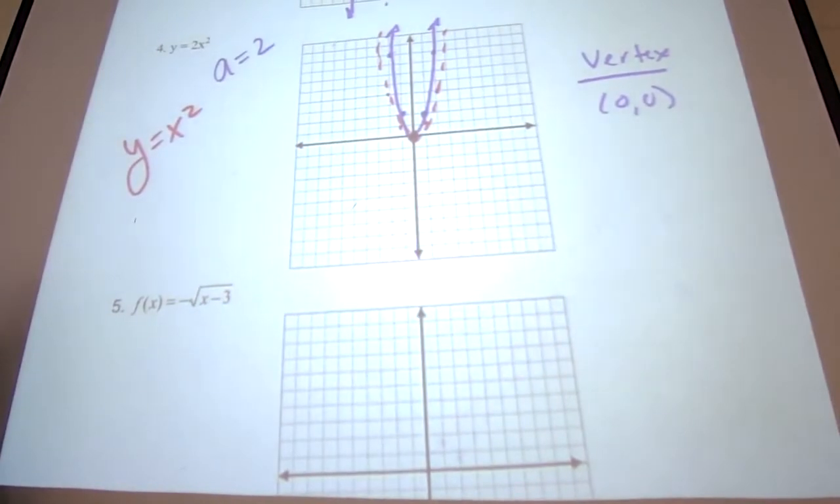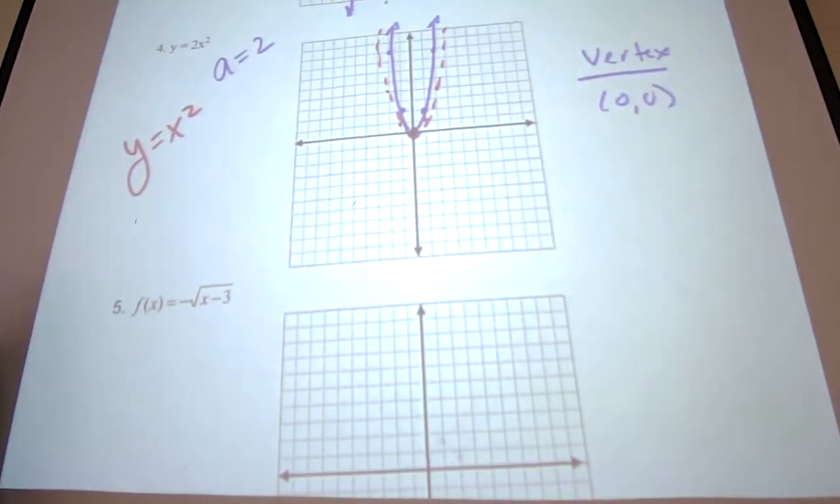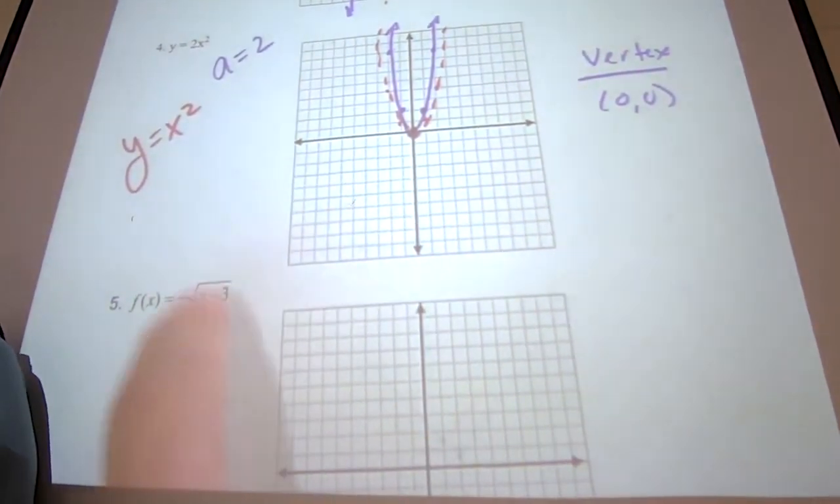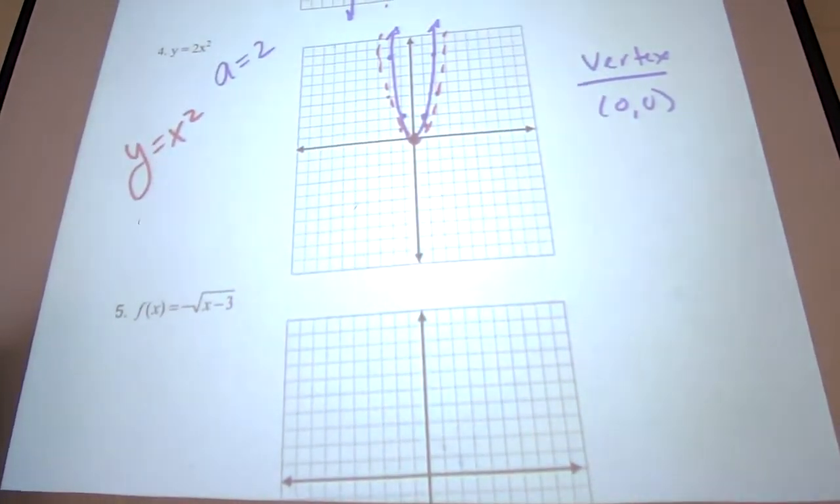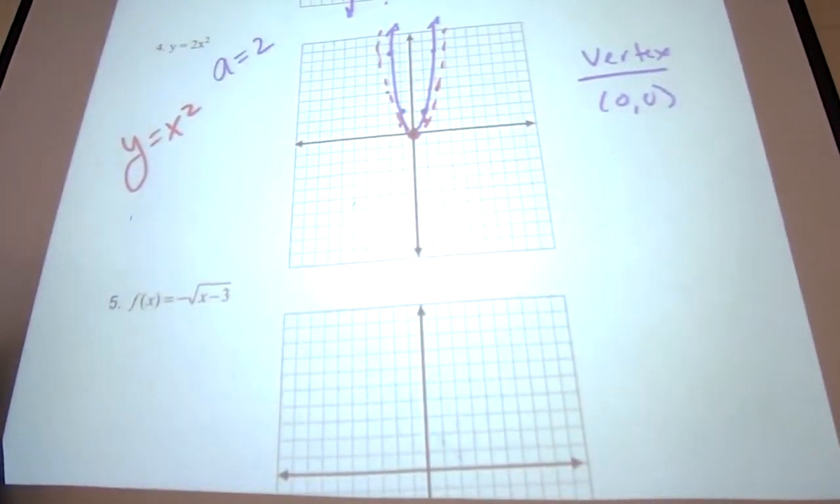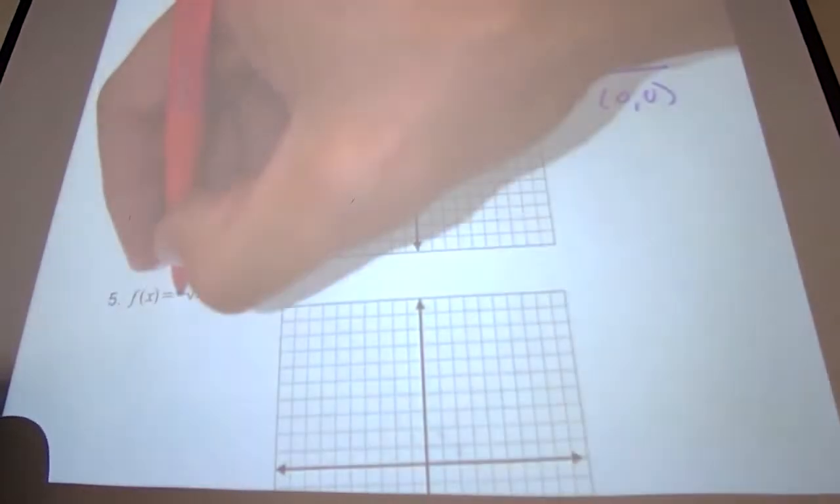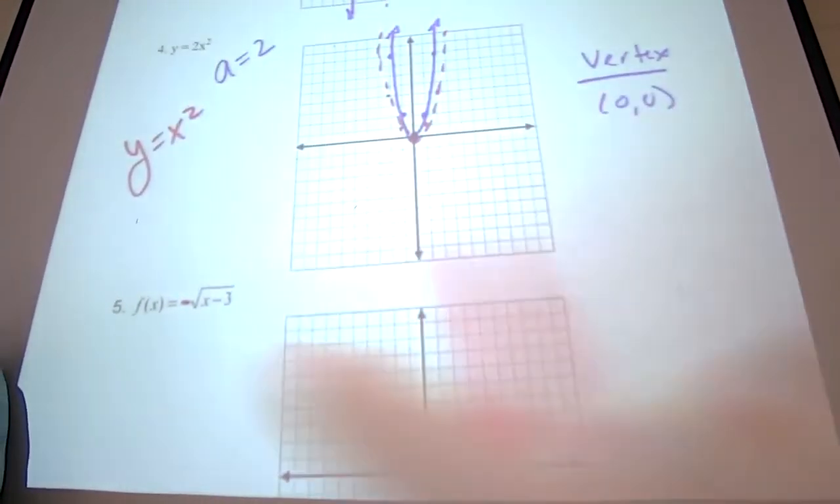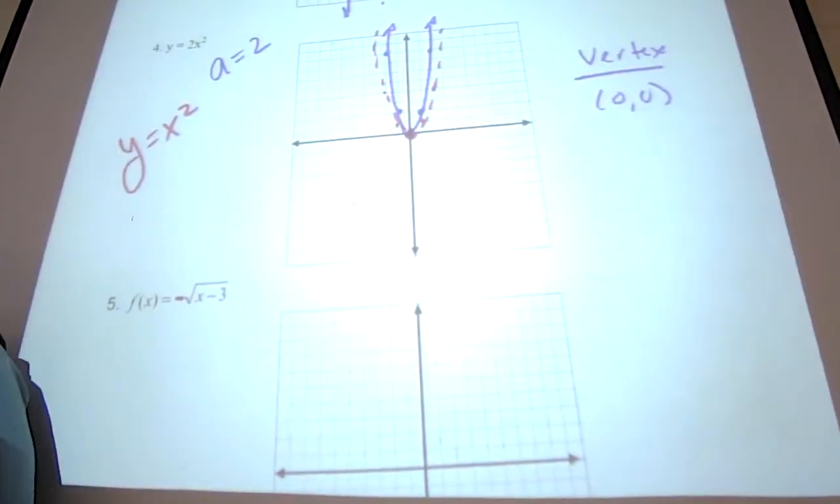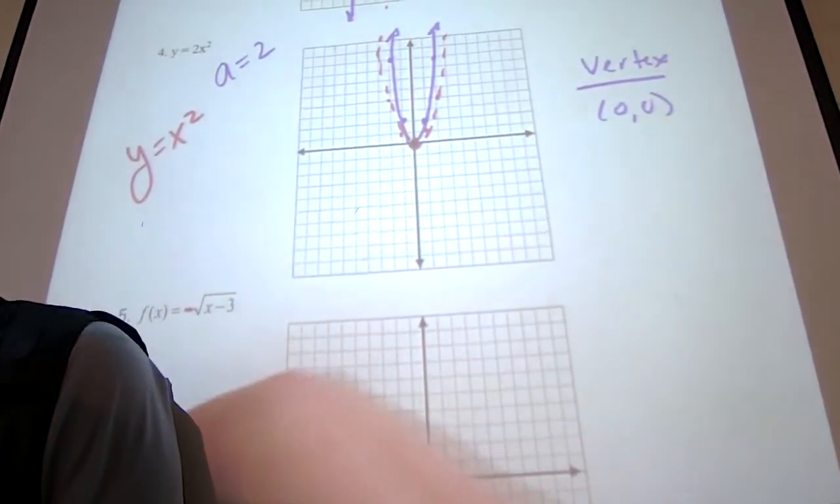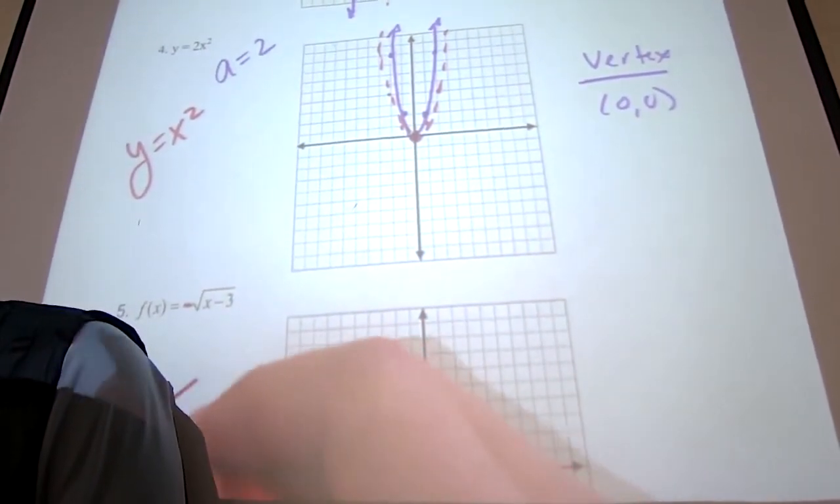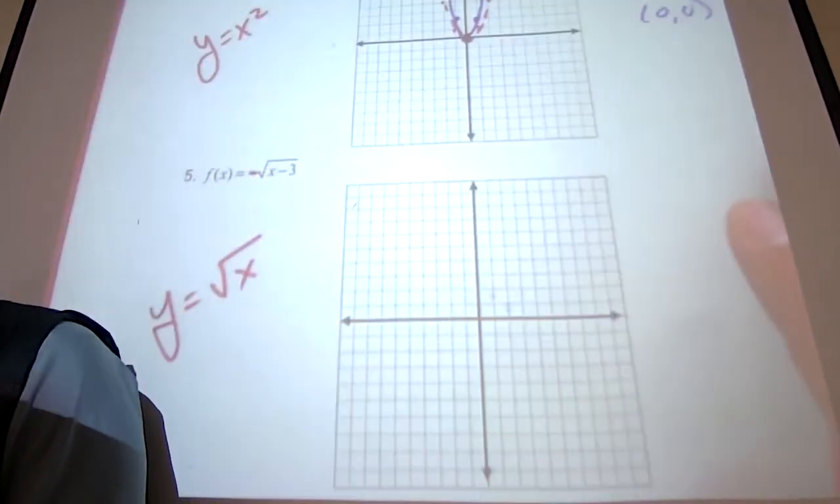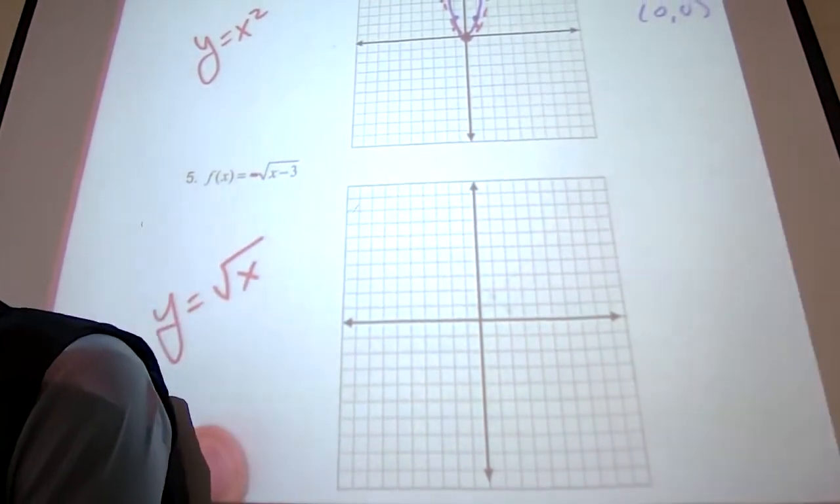All right, last but not least, I've got this guy right here. Okay, so I got that square root function. Now it's hard to tell. There is a negative in front, so be careful. That is negative square root of x minus 3. So I'm going to graph this guy first, the square root of x. Okay, so I'm going to do that first.